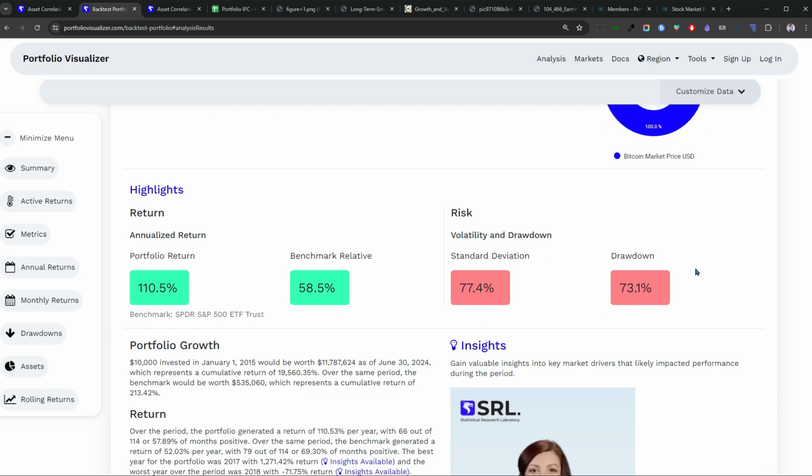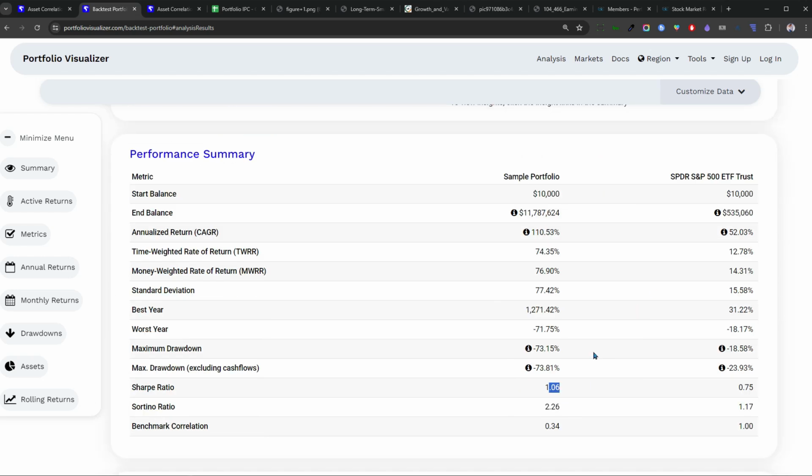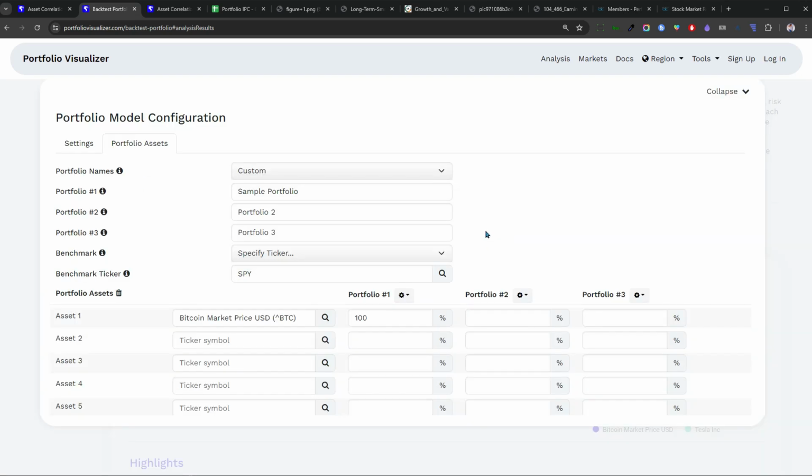Very few people in this world can withstand a 73% drawdown in their portfolio, especially when it's a significant amount of your net wealth invested. Even though Bitcoin has been the best performing asset class the last decade by far, it still gave a really good Sharpe ratio of 106. But like I said, that drawdown is brutal, and very few people in this world can stomach volatility like that.